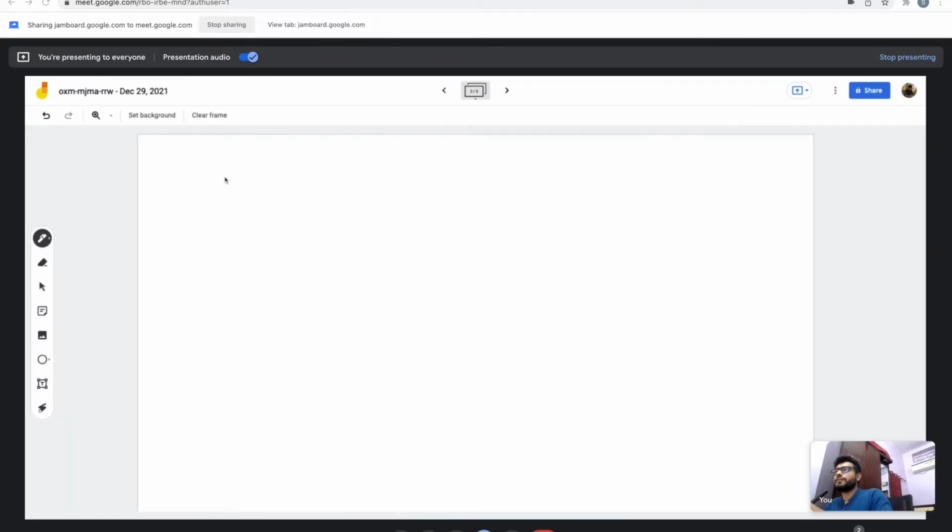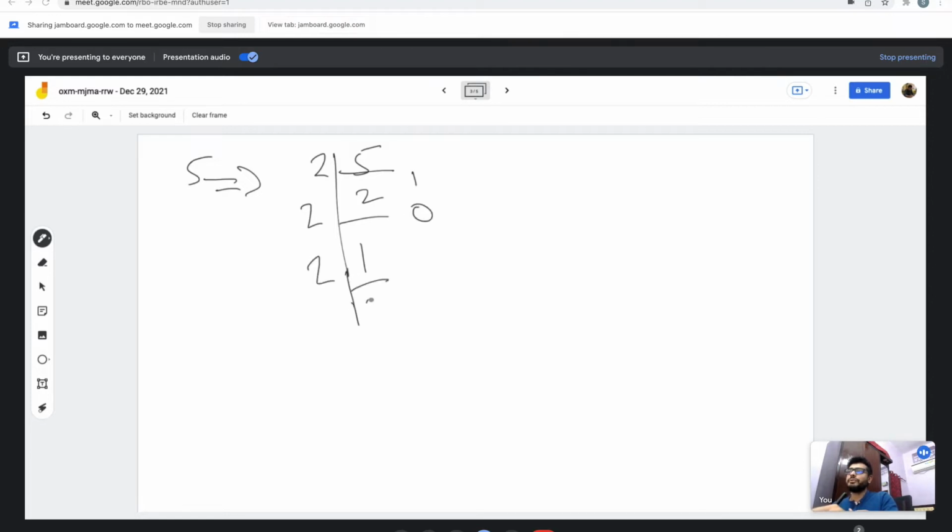First, let's see how we can convert a decimal number into its binary representation. Let's start with 5. We continuously keep dividing by 2 and saving the remainder. We divide 5 by 2, we get 2, remainder is 1. Then we divide 2 by 2, we get 1, remainder is 0. And again we divide 1 by 2, remainder is 1. So the binary representation is 101.